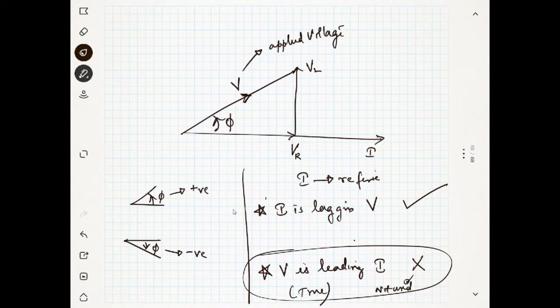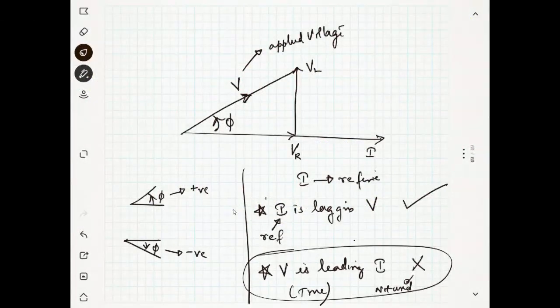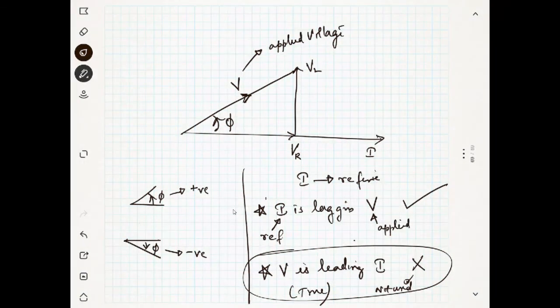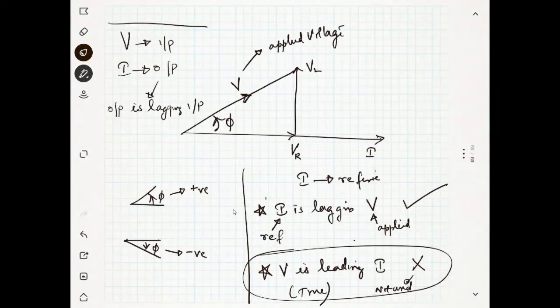Why are we not always using it? Because I have my reference as I. My reference is I, and this is my applied voltage. Always calculate in terms of applied voltage. Your V is the input and I is the output. Am I correct? Yes, sir. So you will always say like this: my output is lagging the input. Output is lagging the input.